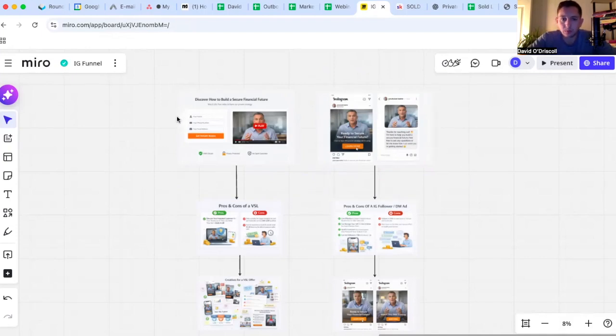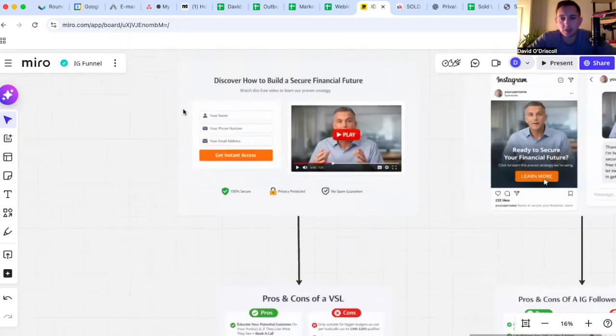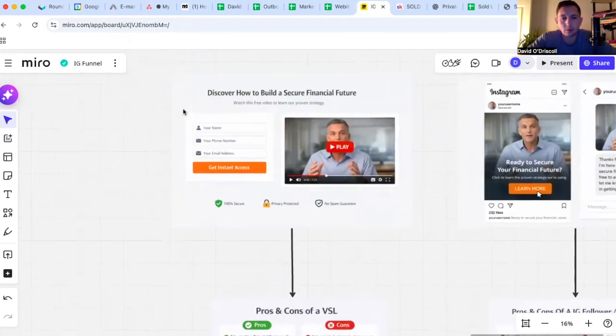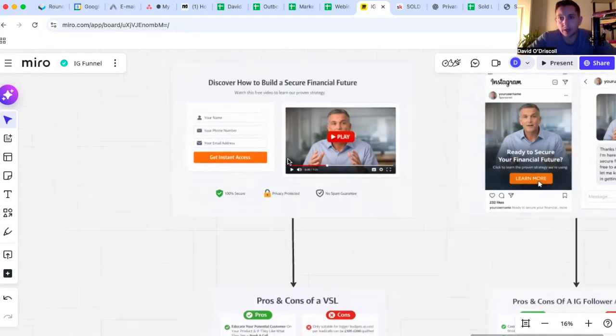So, with a VSL, the job of a VSL is to sell your product, okay? And what you're trying to do in the VSL is explain your offer, who it's for, and how it can help them get an outcome. In most cases, people will provide their details in order to get that information and then make a decision to book a call. Now, this can be very effective if it's targeting the right people and the messaging is the right messaging. But what we have to look at is the cons and the pros. So let's just look at what a VSL can do and what it can't do.